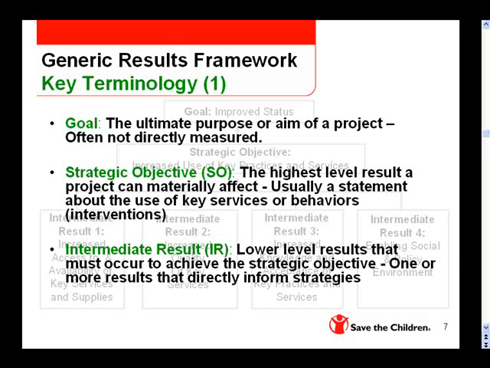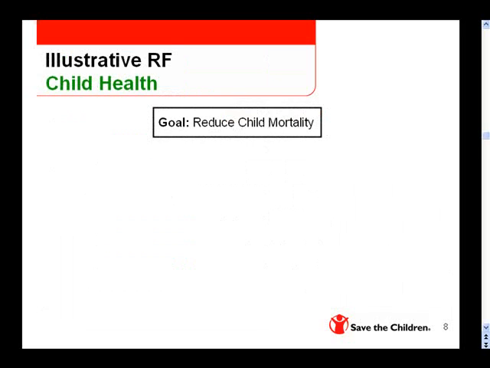services or behaviors. The intermediate results, also known as the IR, are lower level results that must occur to achieve the strategic objective, one or more results that directly inform strategies. Let's take a look at an example of a results framework.